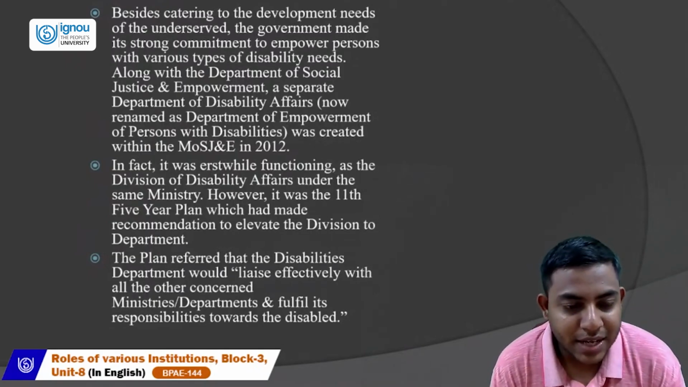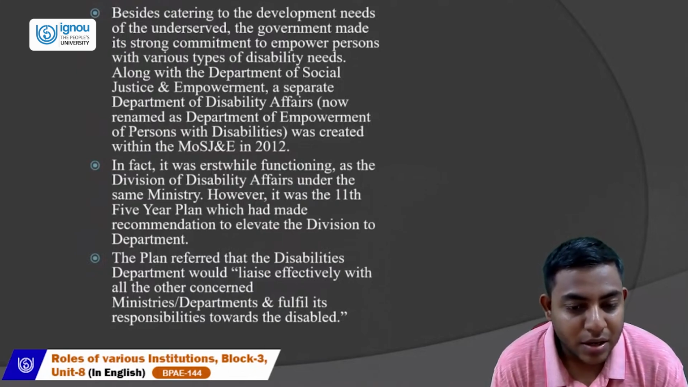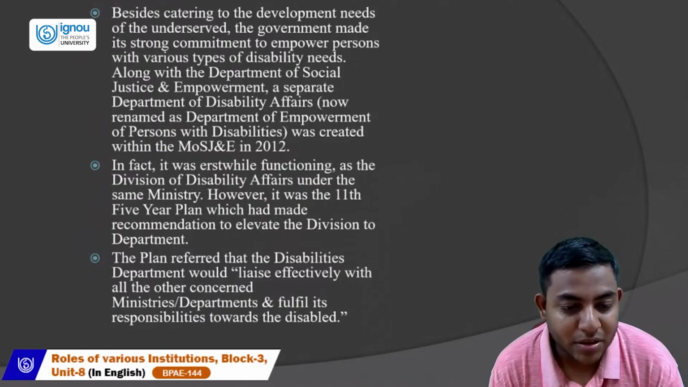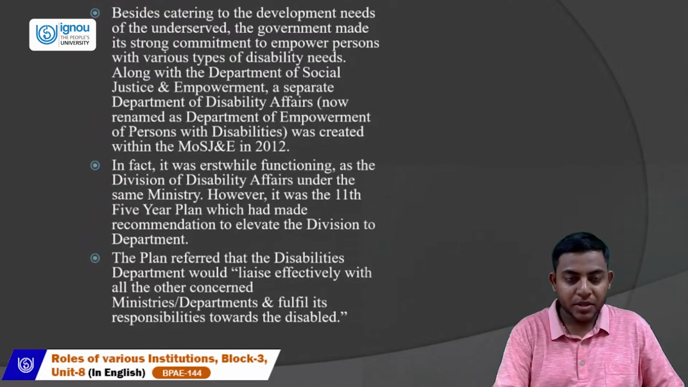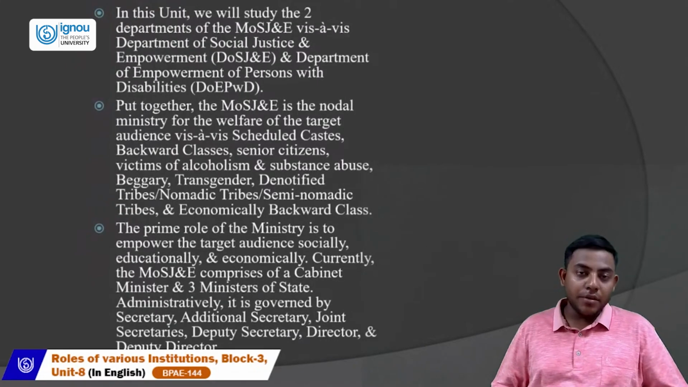However, it was the 11th five-year plan which had made the recommendation to elevate the division to a department. The plan stated that the Disabilities Department would liaise effectively with all other concerned ministries and departments and fulfill its responsibilities towards the disabled. In this unit, we will study the two departments of the Ministry of Social Justice and Empowerment, vis-a-vis the Department of Social Justice and Empowerment and the Department of Empowerment of Persons with Disabilities.